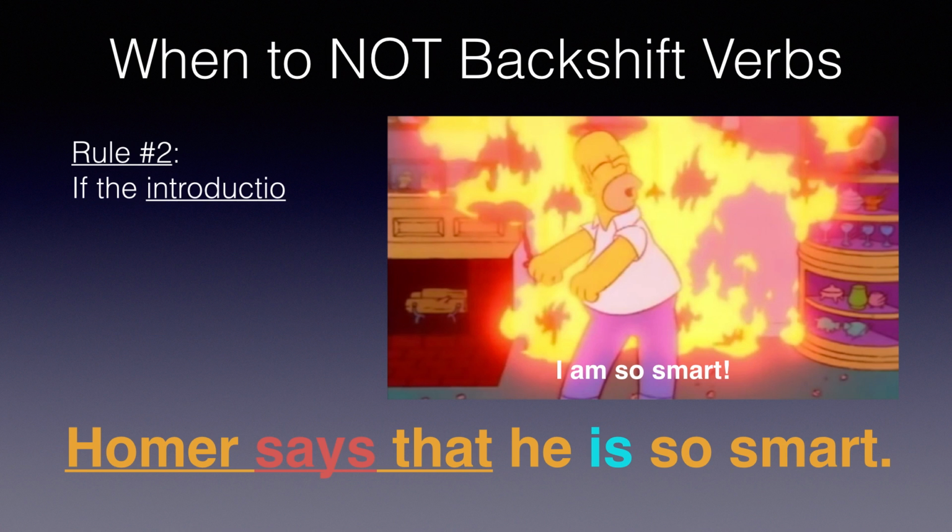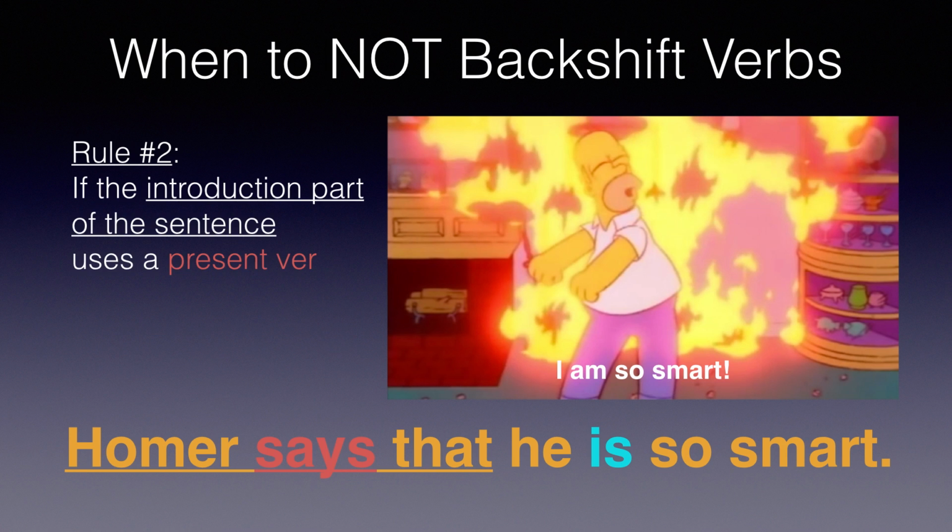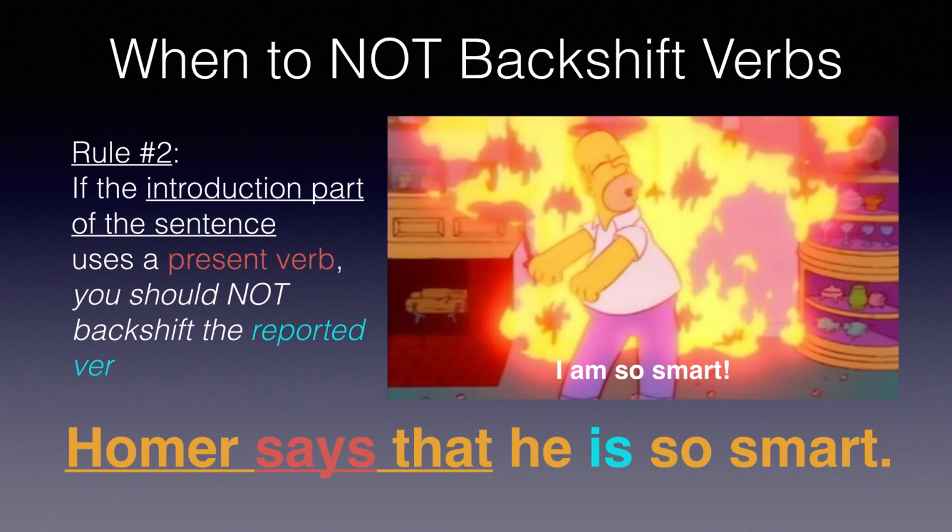The second rule of reported speech relates to the examples that I showed at the beginning of the video. If the introductory part of a sentence uses a present verb, then you should not backshift the reported verb. In this example, we see that the reporting verb is says. Says is a present verb, so we should not backshift the reported verb. But this brings up a very good question. When should we choose a reporting verb that is in the present? And when should we choose a reporting verb that is in the past?